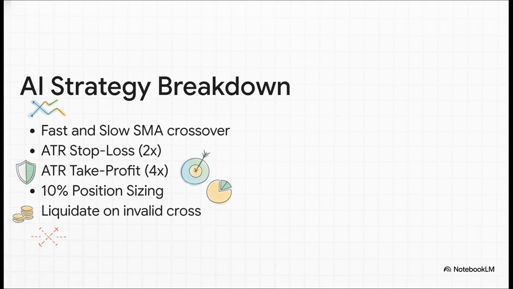It uses a fast and slow simple moving average for the crossover logic. But you know what's really interesting here? It's the risk management setup. The AI automatically utilizes the ATR, or average true range indicator. By setting a stop loss at 2 times the ATR and a take profit at 4 times the ATR, it basically builds in this fantastic 2-to-1 win-to-loss ratio right out of the gate. That means your winning trades make twice as much as your losing trades cost you. Pretty smart, right? It also conservatively decides to use only 10% of the account balance per trade to protect your capital.